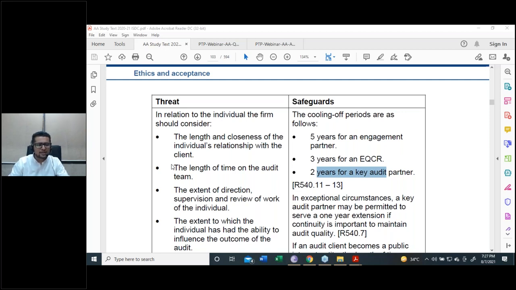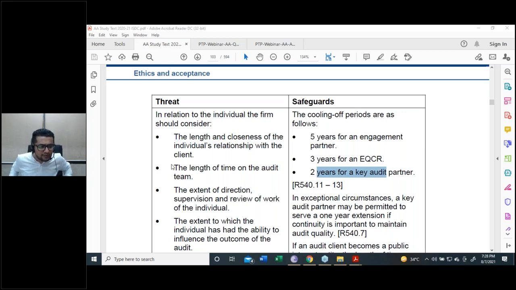All those who are asking for cooling off period, is this clear now? Because I've just repeated it. Cooling off periods are different. 5 years for the partner. If I was the partner, I need to at least stay away for 5 years. If I was the engagement quality controller reviewer, I have to stay away for 3 years. That's how they are different. Are you all clear with cooling off period?